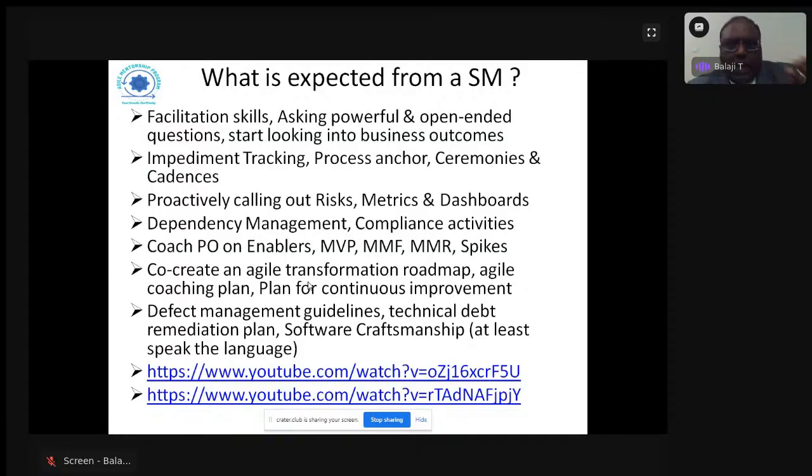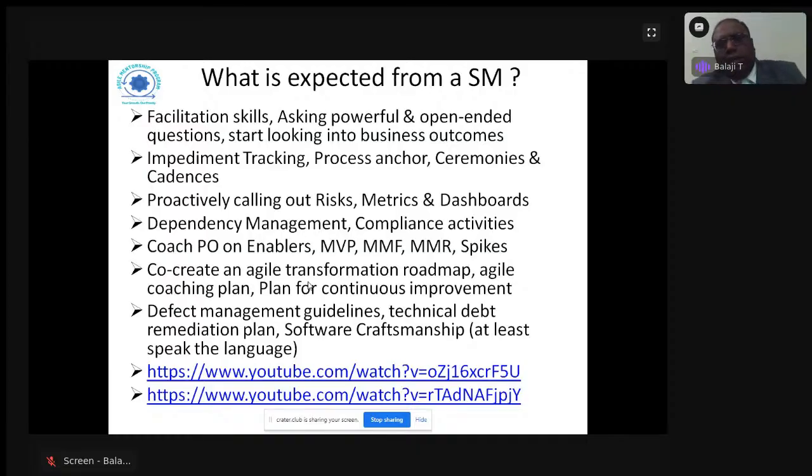Okay, so I have put here my own thoughts or perspectives: proactively calling out the risk, and also facilitating and working together with the team on the right metrics and the dashboards. Of course, it is the team's responsibility to create the metrics. But if the team has challenges understanding which metrics, then definitely the Scrum Master needs to coach both the product owner and the team on the right metrics.